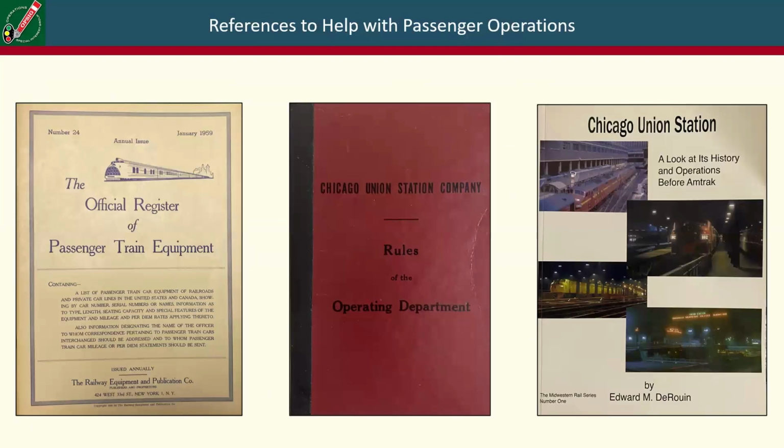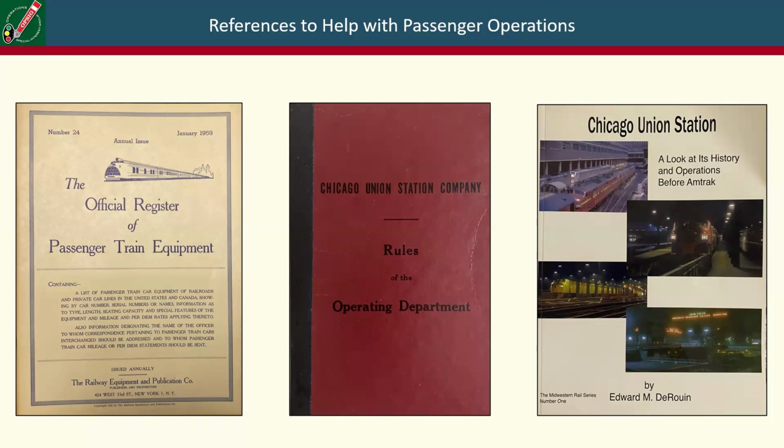Okay, first I'll start with some references. These are some references that can help you set up realistic passenger train operations on your layout. The one on the left is the Official Passenger Equipment Register. Most people know that there are freight equipment registers, which list the freight cars by year and railroad, but there are also ones for passenger trains. To my knowledge, these stopped once Amtrak started, but I could be wrong. I have one of these for probably 15 different years from the 40s through the late 60s.